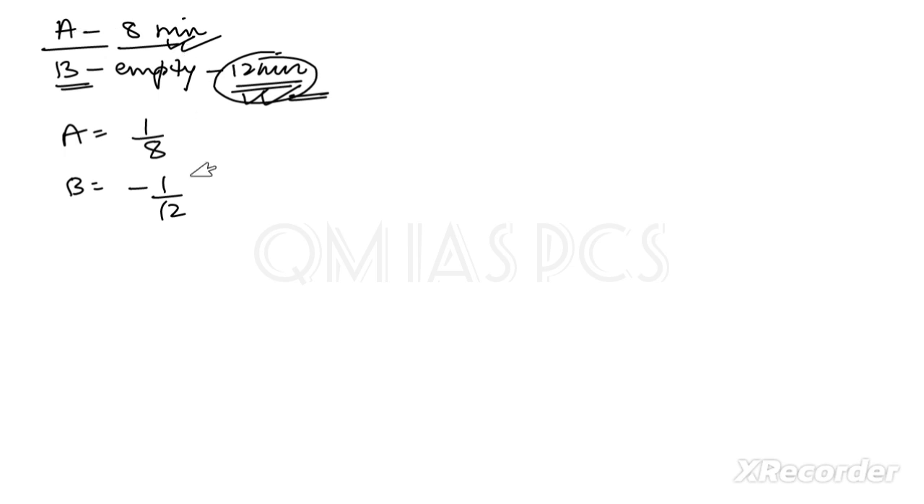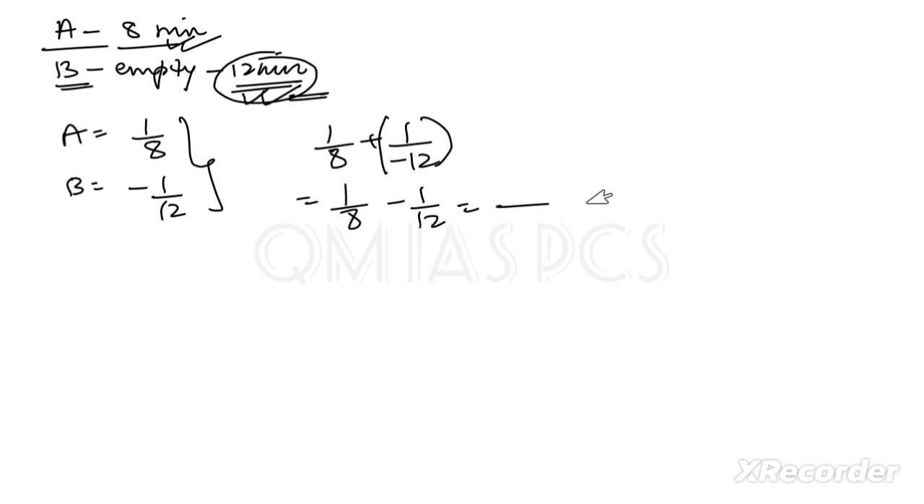So when they are operating together, we can say 1 by 8 plus minus 1 by 12. So it will be 1 by 8 minus 1 by 12. When we take the LCM of 8 and 12, it will be 24. It will be 3 minus 2, that is 1 by 24. So the total time will be 24 minutes.